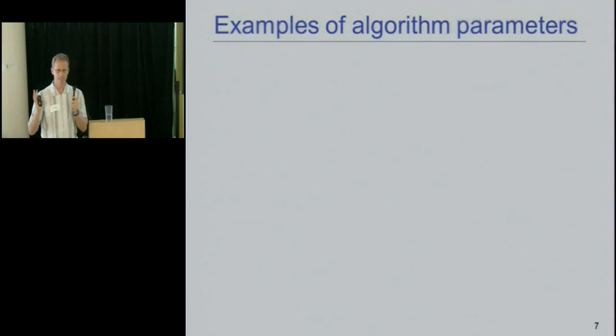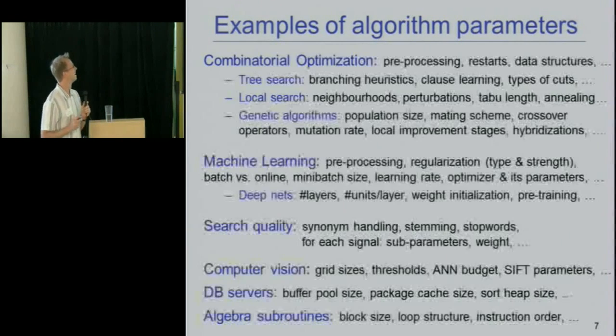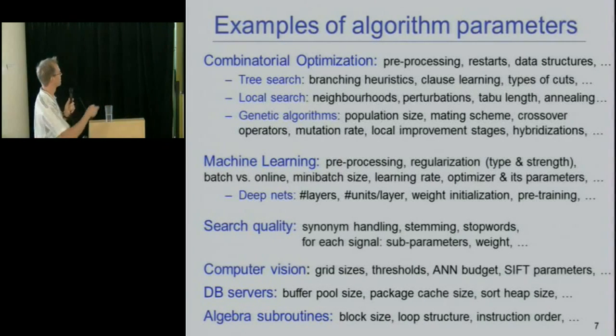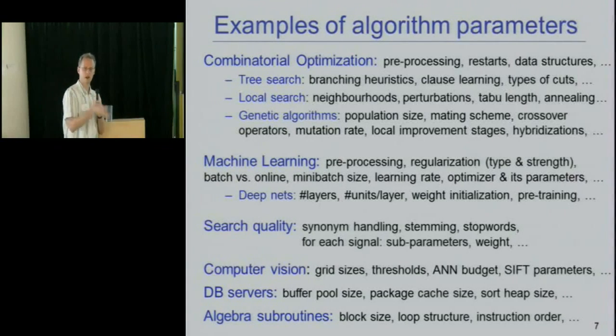Okay, here are some examples of algorithm parameters. I'm going to throw a lot up on the slide. I'm not going to talk about them. Here they are. So you can look at your favorite area. I don't know if it's combinatorial optimization or machine learning, etc., or search quality. There's parameters all over the place. Typical parameters that occur very often are preprocessing, like clean up your data. How do you clean up your data? How do you smooth it? What type of data structures do you use? Then which type of optimizers, and which parameters of these optimizers, etc. So there's applications virtually everywhere.